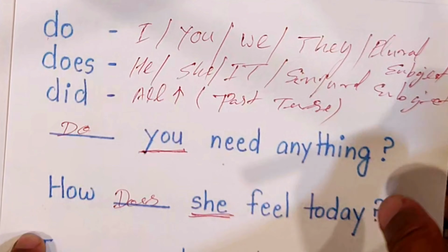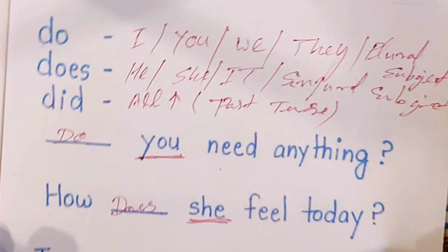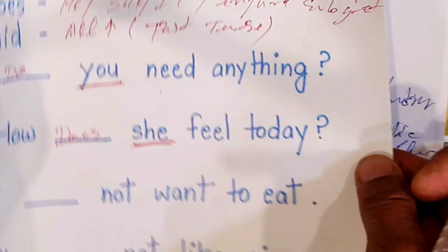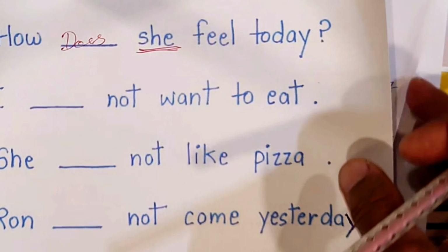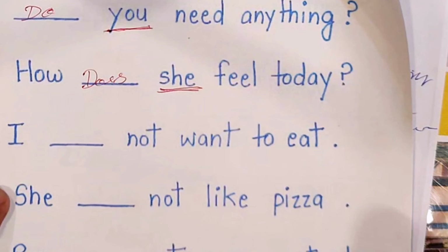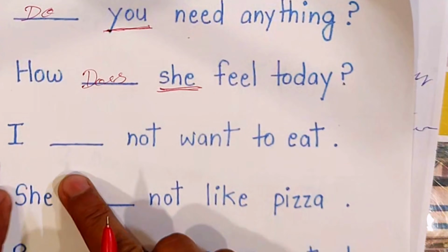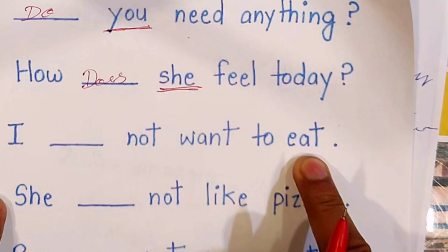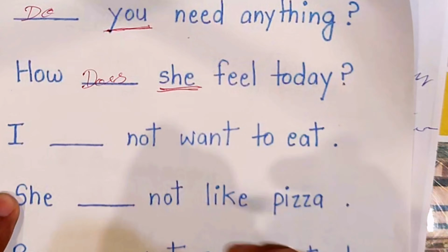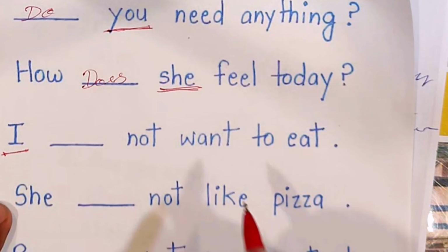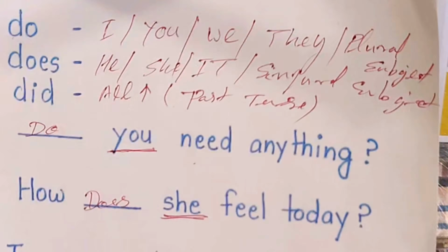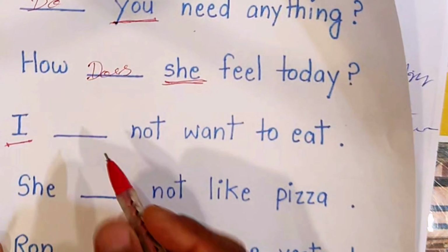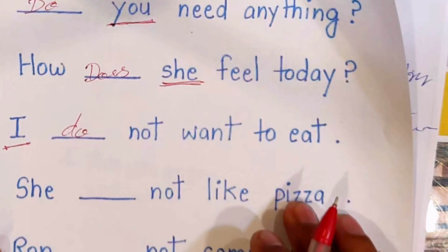And the next sentence here is, I not want to eat. What will be here? Here is I, and with I, in the first here, we use do. So we're using here, I do not want to eat.